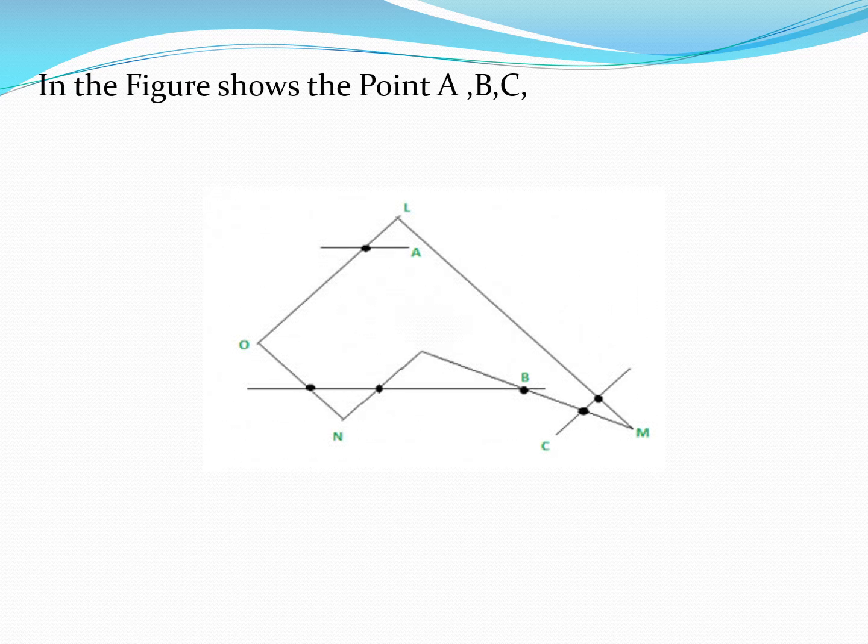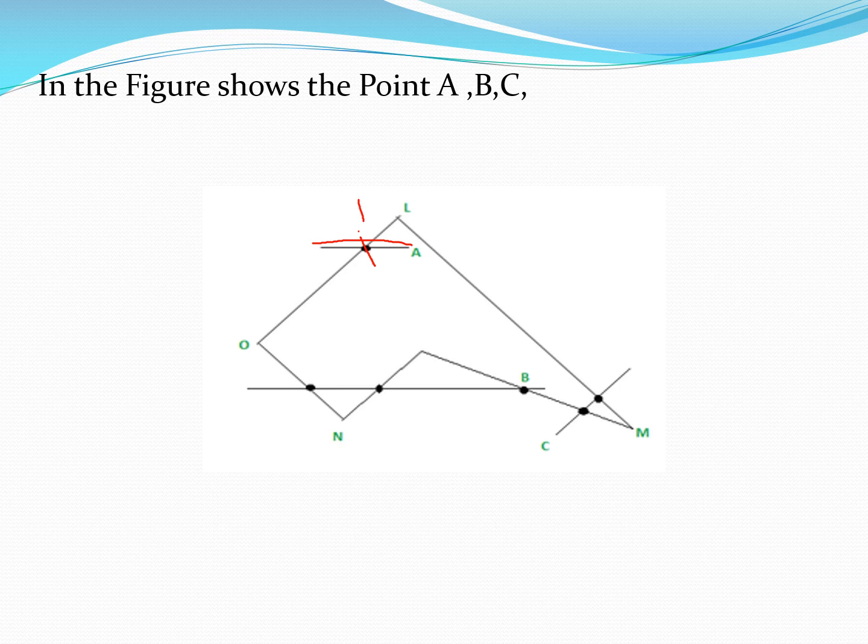This is a figure of a polygon. Now we want to check whether point A is inside the polygon or outside the polygon. Here A is given. Now we draw a line. Now count the intersections: it is 1, which means A is inside the polygon.